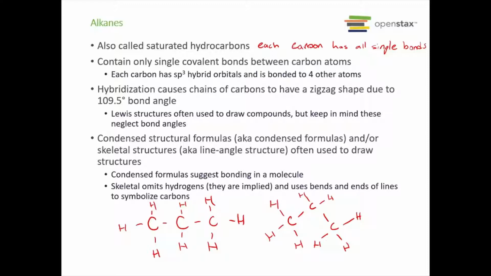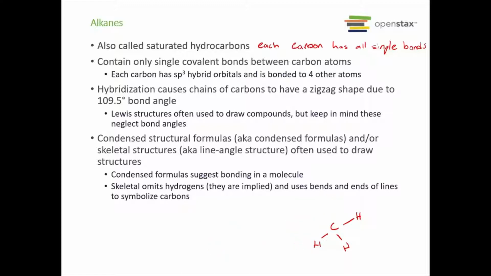There are different ways of drawing organic compounds. There's always the Lewis structure. We have what are called condensed structural formulas, also called condensed formulas. And we also have skeletal structures or line angle. I tend to say line angle, but I'll use them interchangeably. So the condensed formula basically shows bonding in a molecule. So you might see something like this: CH3, CH2, CH2, CH3.